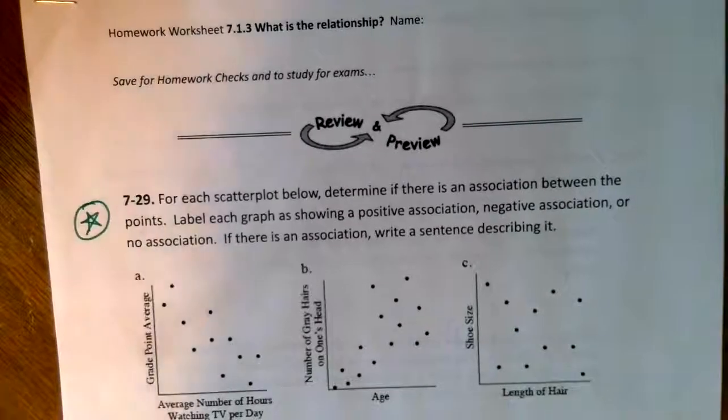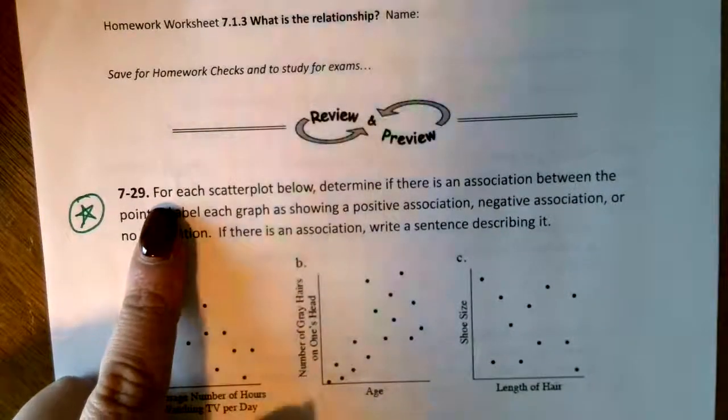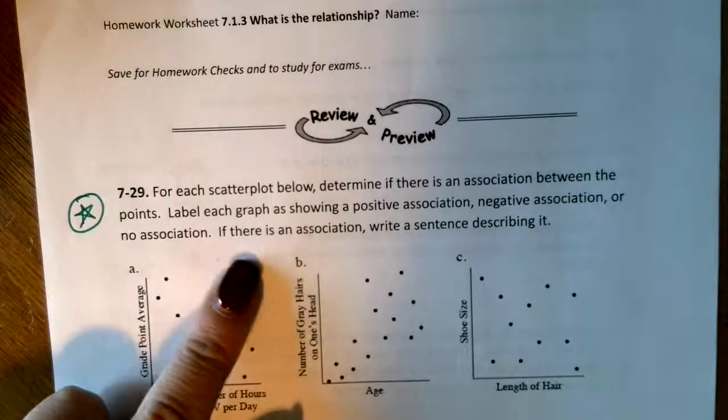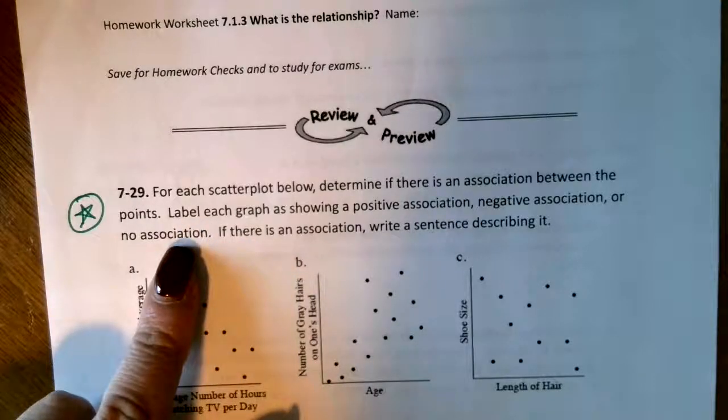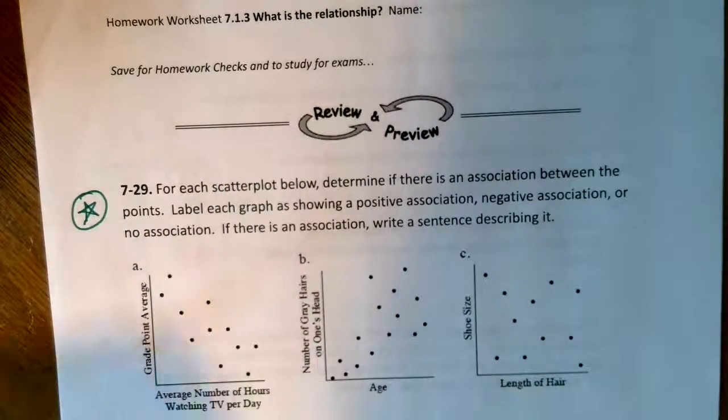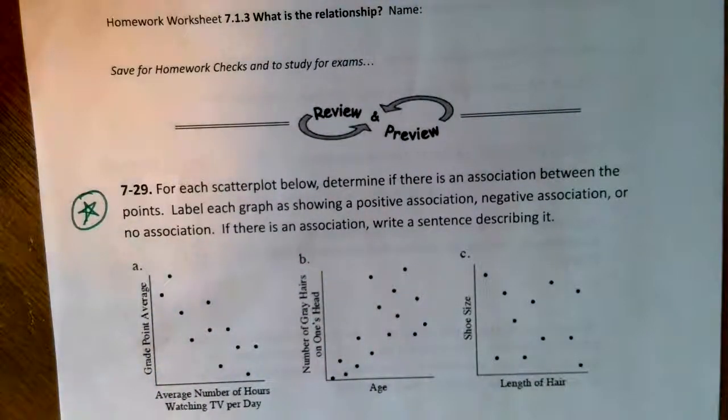So number 29 here says for each scatter plot below, determine if there is an association between the points. Label each graph as showing positive association, negative, or no association. If there is no association, write a sentence describing that, or if there is association, write a sentence describing it.